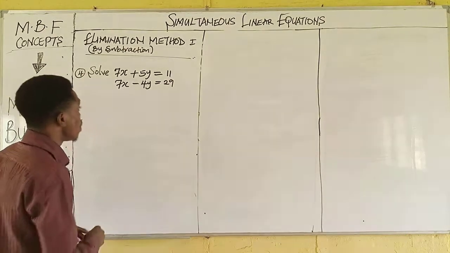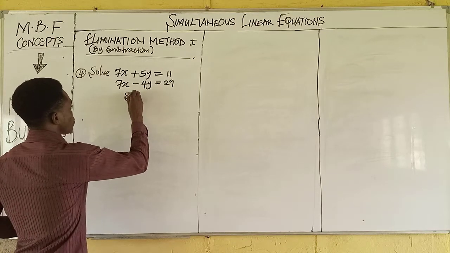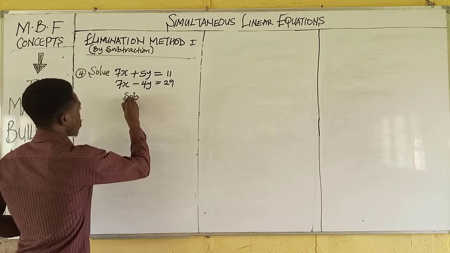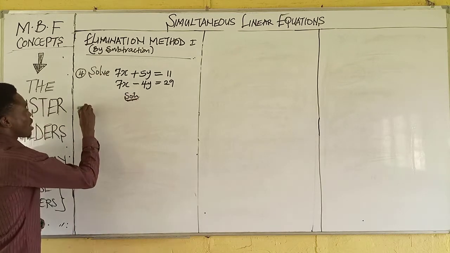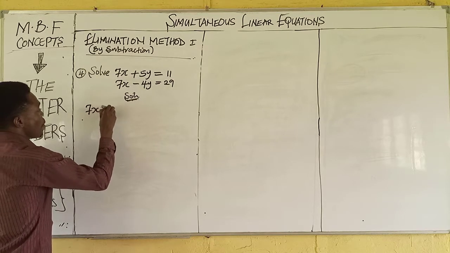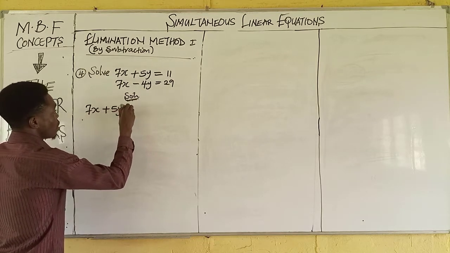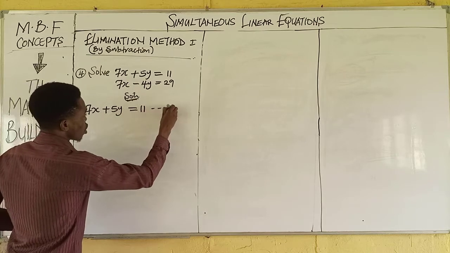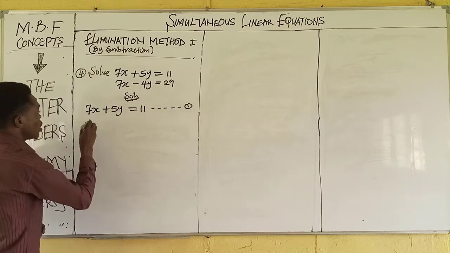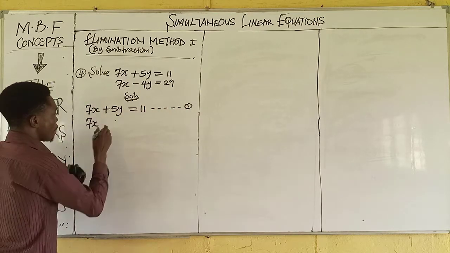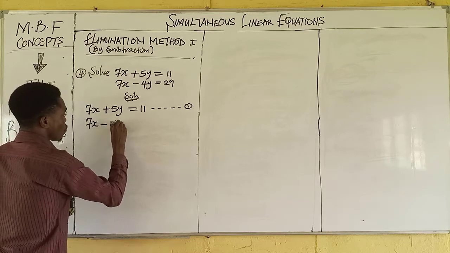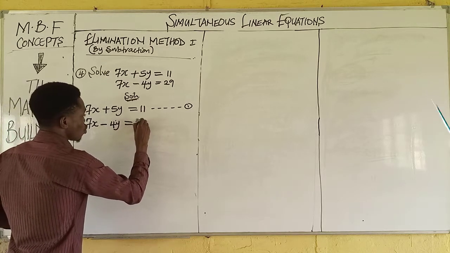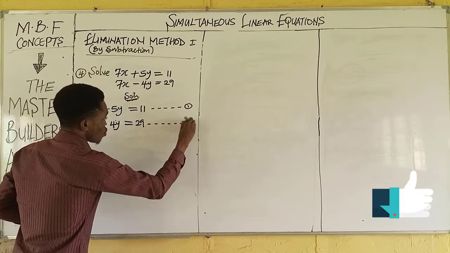The first thing we do is to pull down our equation. When we put down our equation, we have 7x plus 5y is equal to 11. We call this equation 1. Then we have 7x minus 4y is equal to 29. Then I call this equation 2.